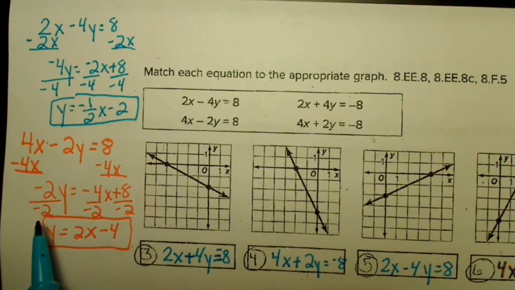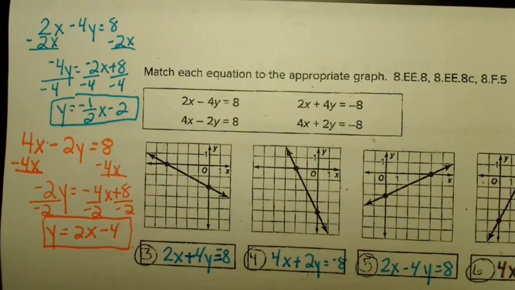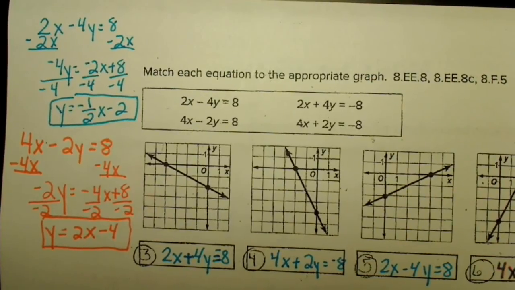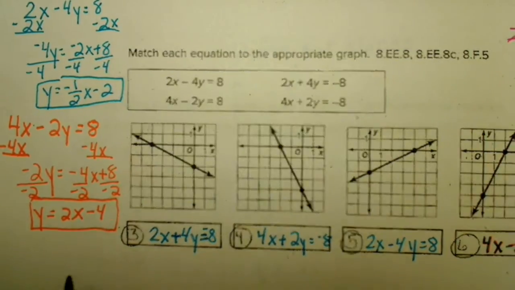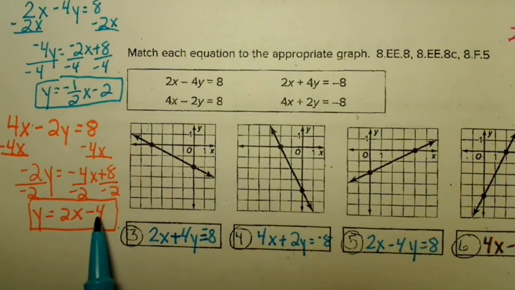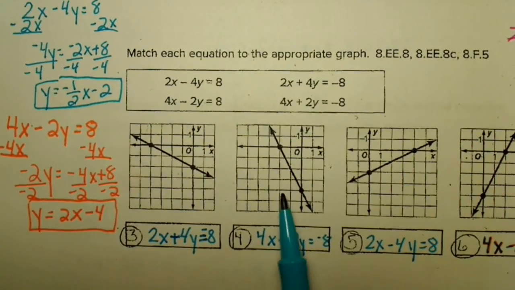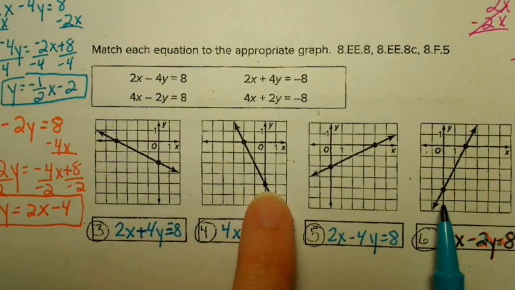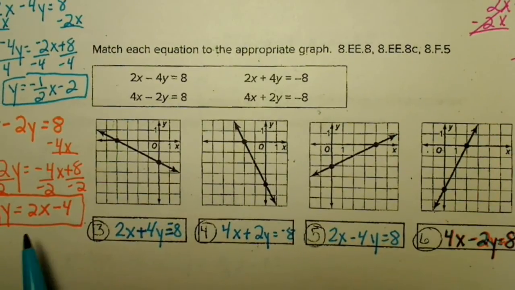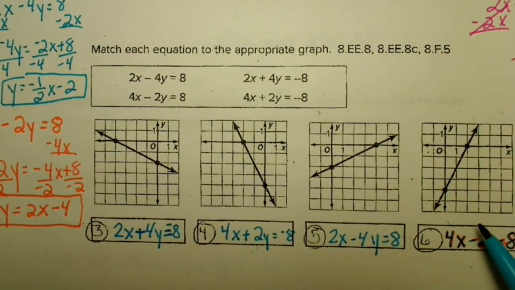Did that there and here, and that gives you your equation in slope-intercept form. Then you want to match it with a graph. For example, this one has a y-intercept of -4. That tells me it has to be either this graph or that one, because they both have a y-intercept at -4. It has a positive slope, so that tells me it has to be this one.